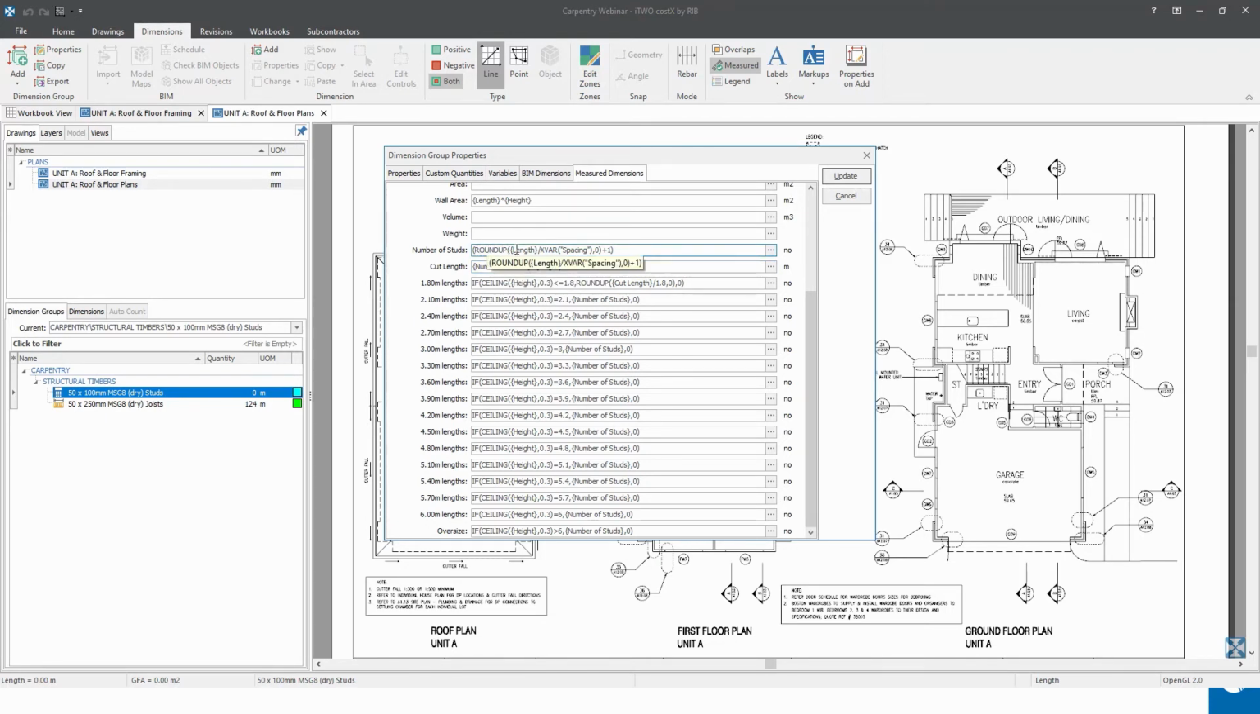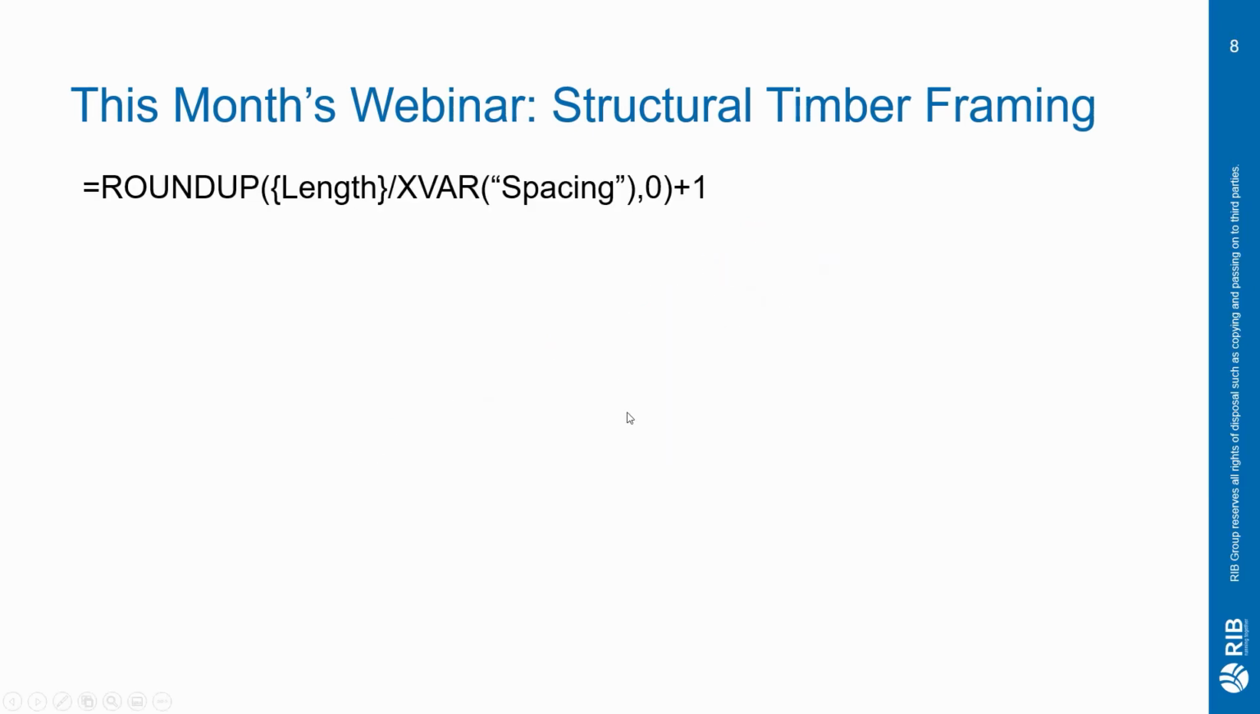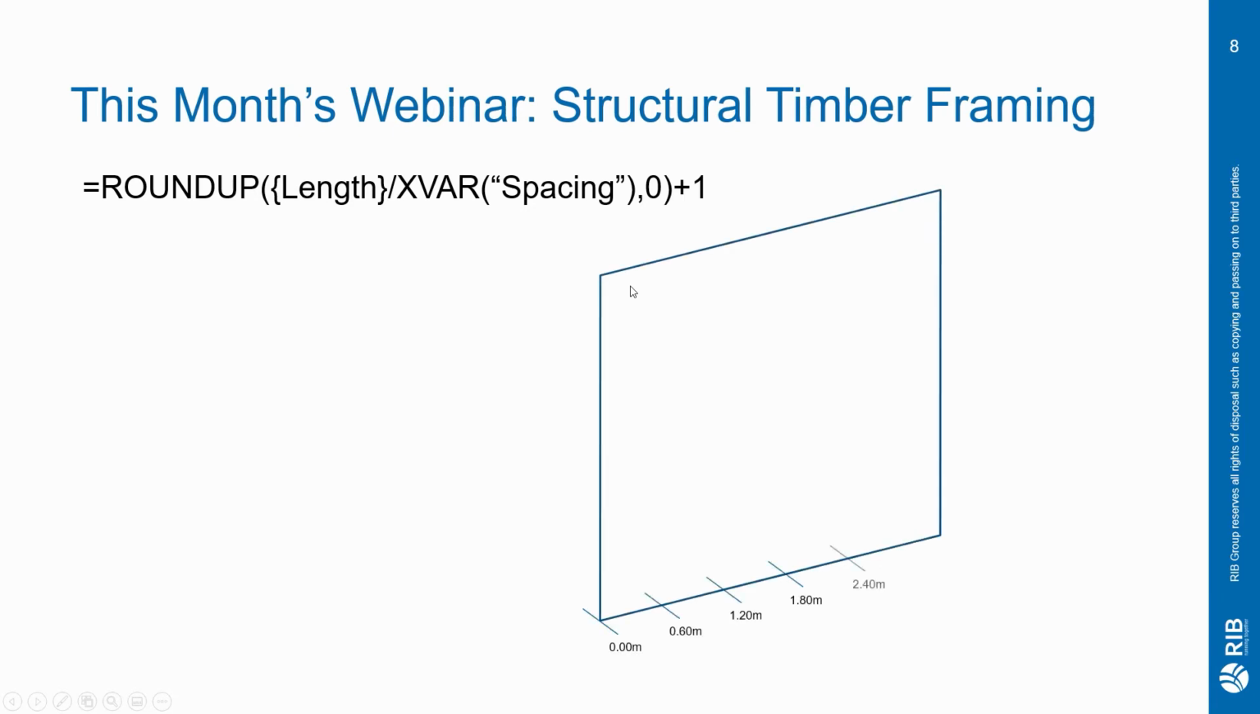So again, I've got a formula: round up my length that I've measured from the drawing, divided by the variable called spacing, and add 1. I'm probably teaching you to suck eggs, but I have a little PowerPoint to explain that formula. So: round up the length divided by the spacing to no decimal places and add 1. In an instance like this, we have a wall which is about 3.3 metres long, and in this case we have spacing of 600 millimetres for our studs.